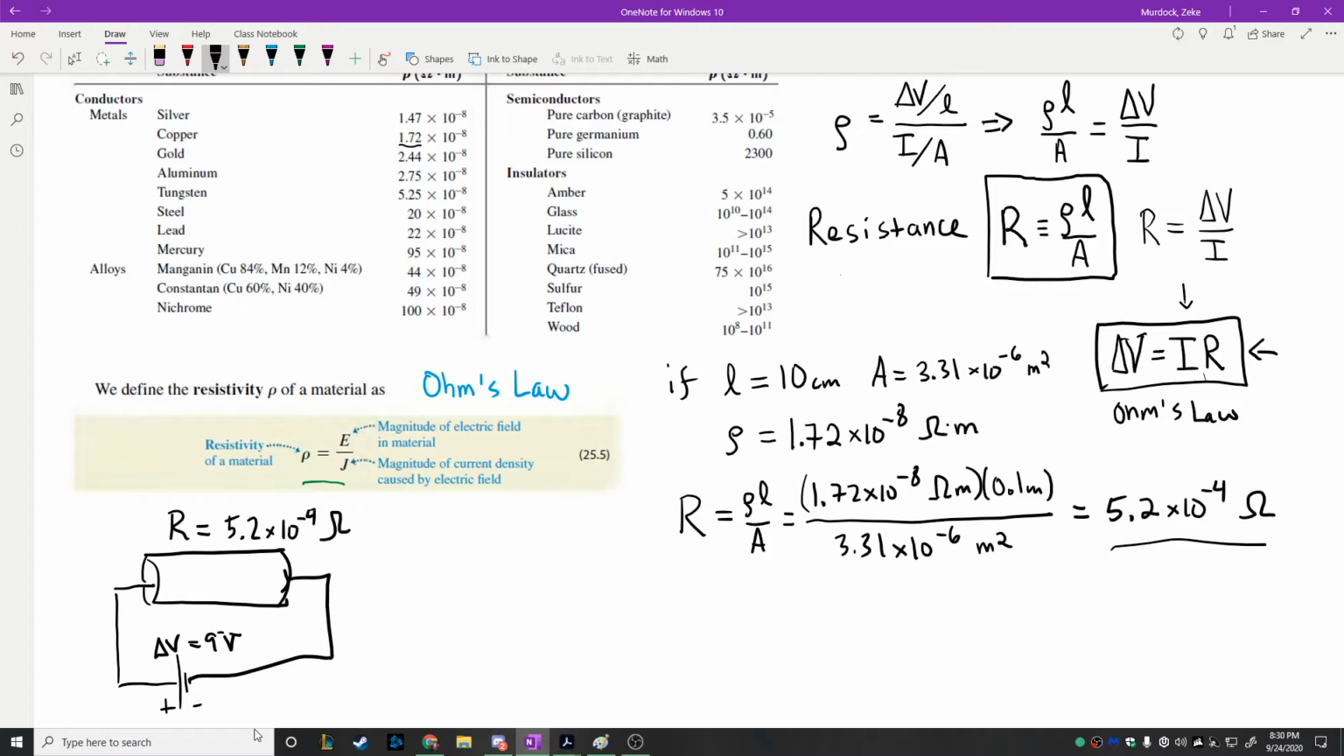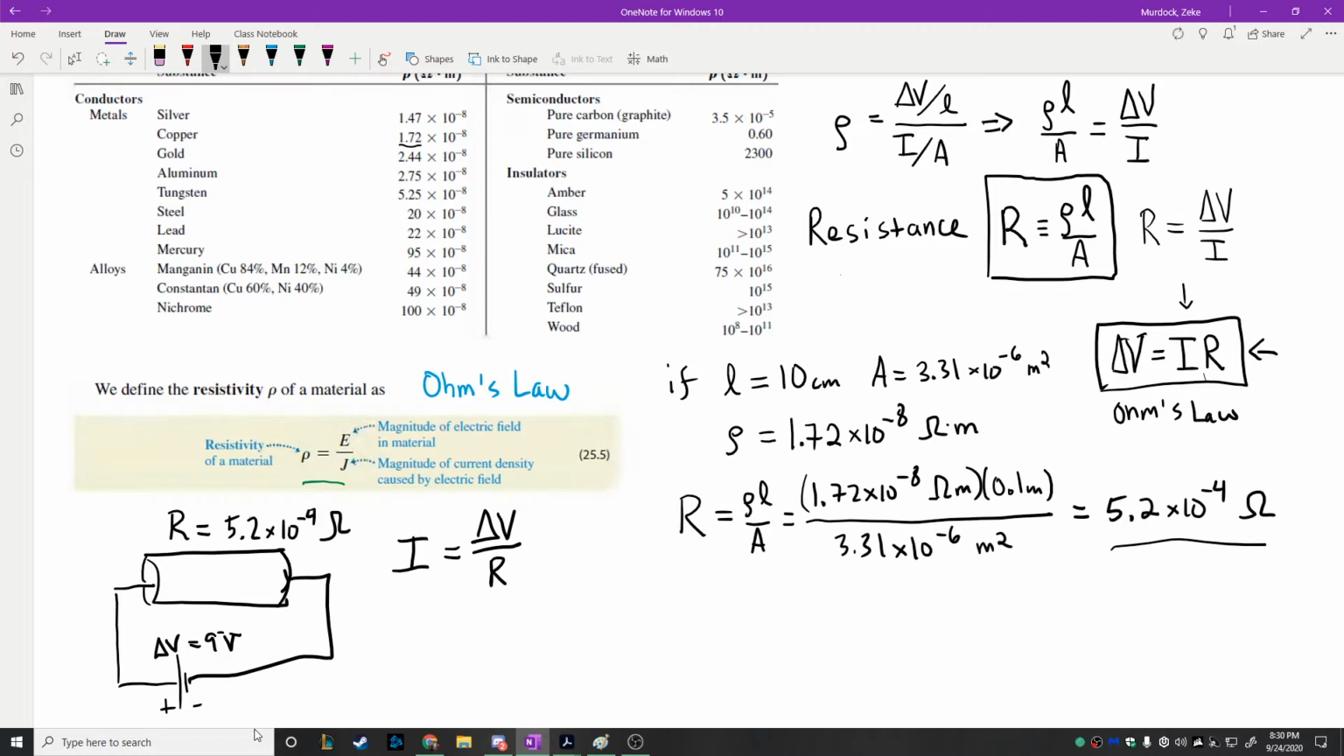I've got a battery. It's connected to a piece of wire that has a resistance of 5.2 times 10 to the negative 4 ohms, and I want to know something about the current flowing in the wire. According to this equation, the current that flows through our wire is related to the size of the potential difference in the battery divided by the resistance of our system. Now, I'm leaving out a lot of details here.